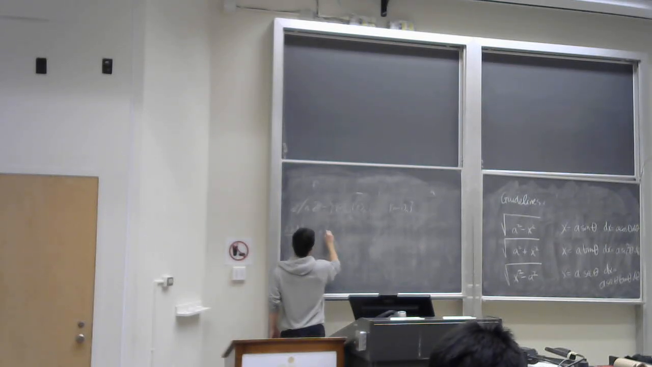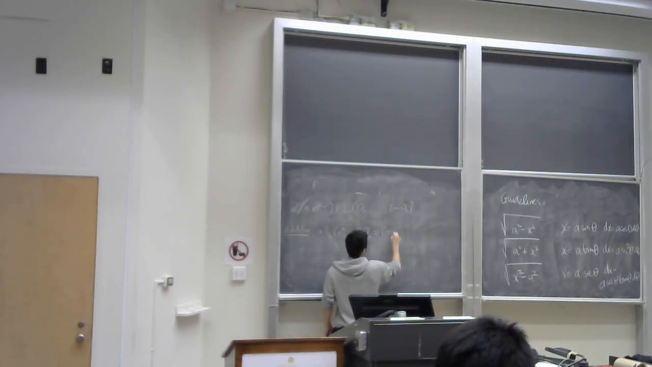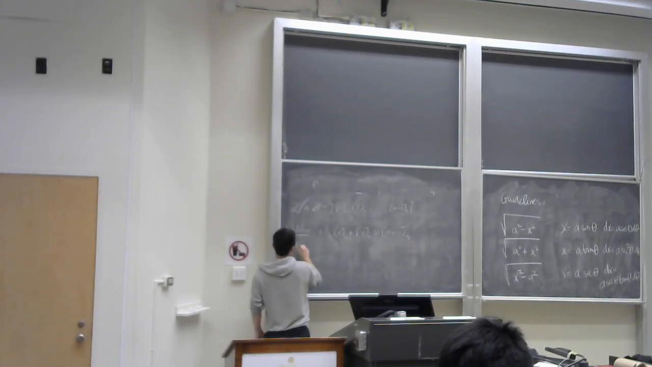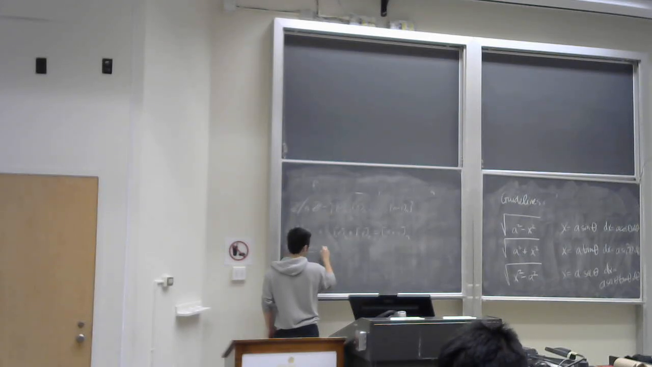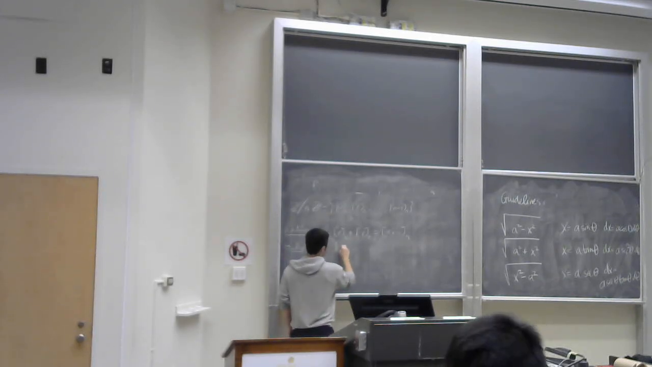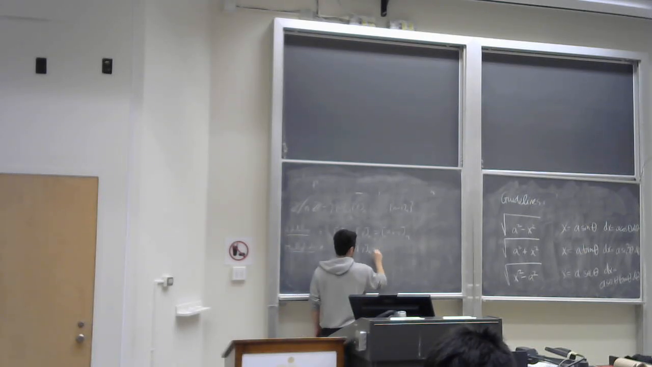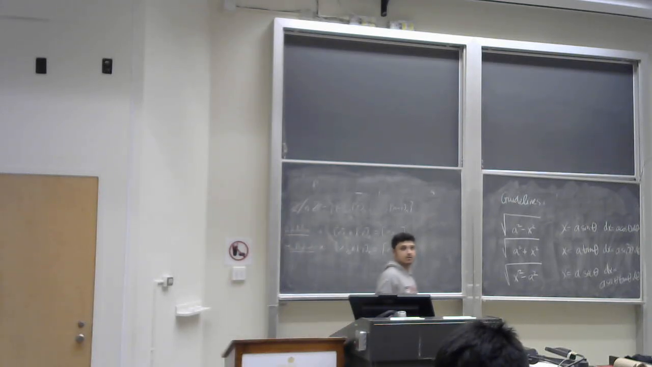Addition, plus, how do you define this? The class of x plus the class of y is equal to the class of x plus y modulo n. And multiplication, the operation I'll be calling times: the class of x times the class of y is equal to the class of xy modulo n. These are well-defined operations, right? Great.